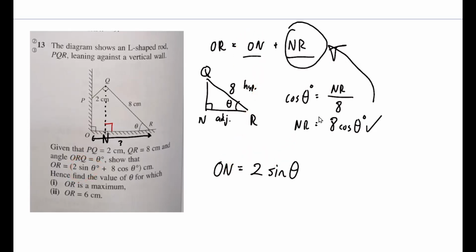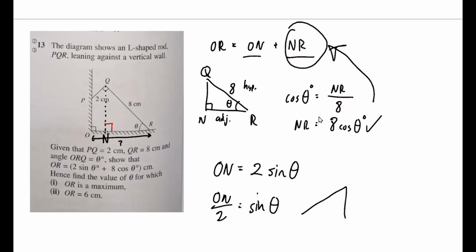But then let's just reverse engineer again. So ON over 2 equals sine theta, right? I'm cheating a little bit. I'm looking at the answer, then I work backwards. So you need sine theta to be, what was sine? O over H, opposite over hypotenuse. So this must be opposite, that must be hypotenuse in a right angled triangle.